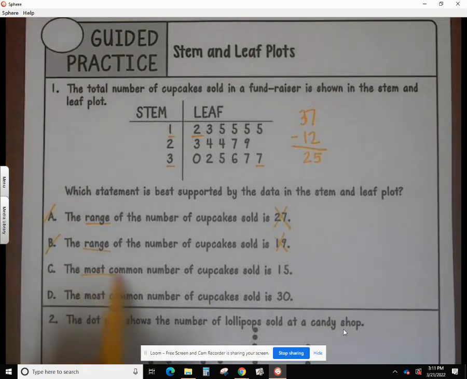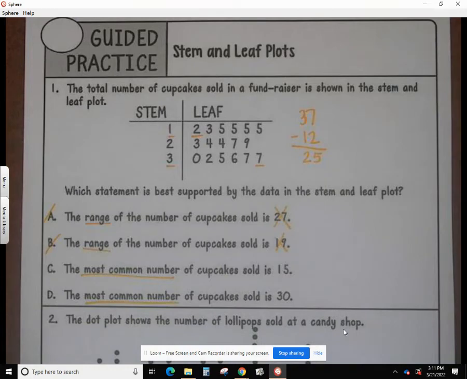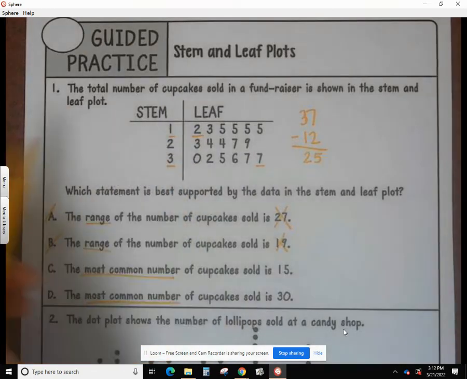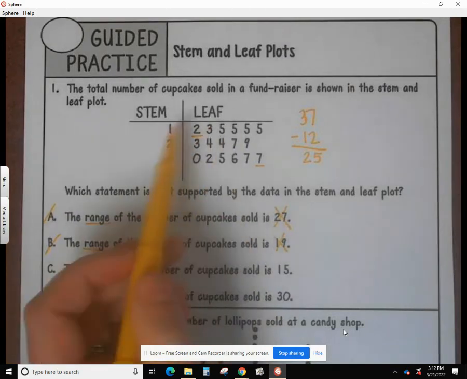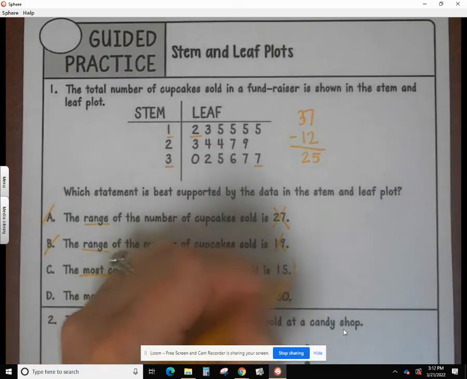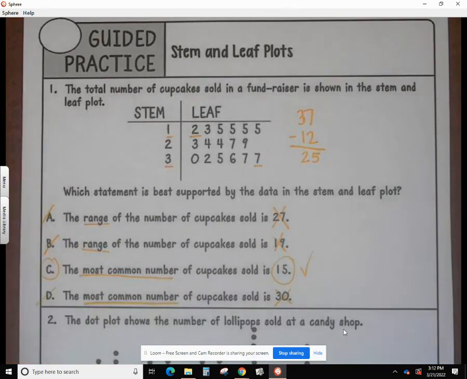The next one talks about the most common number, so that would be the mode. So it's either the mode is 30 or the mode is 15. Well, 30 is only there once. 15 is repeated 4 times. So that is our answer choice there.